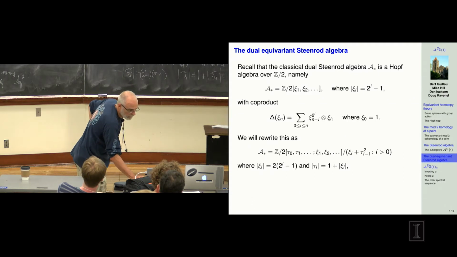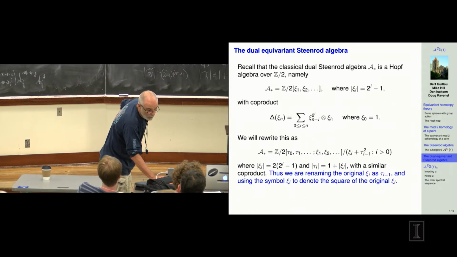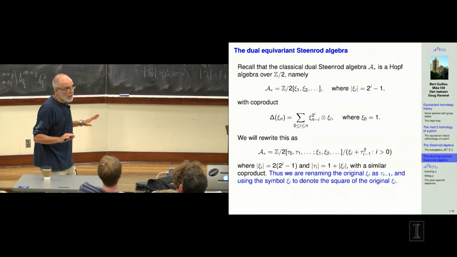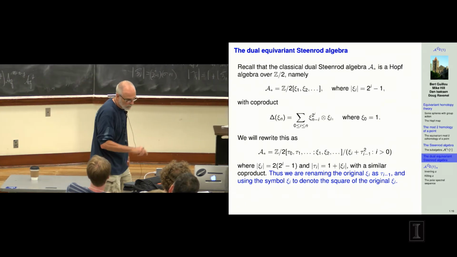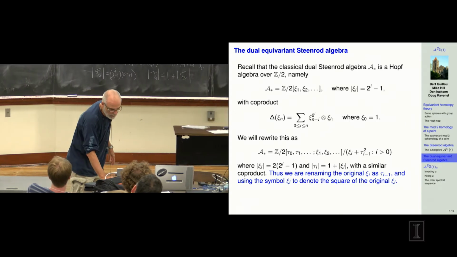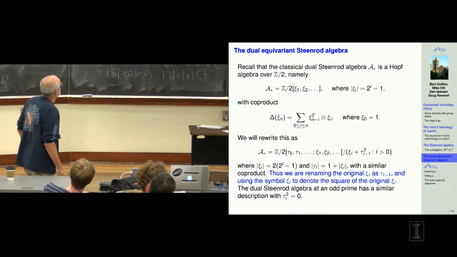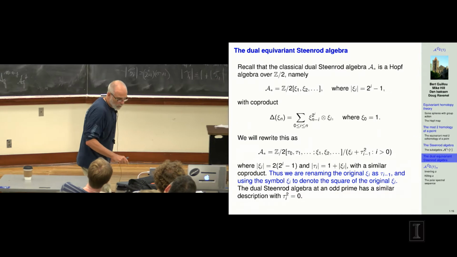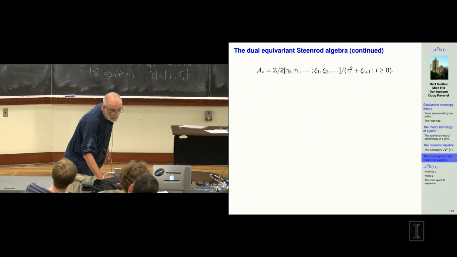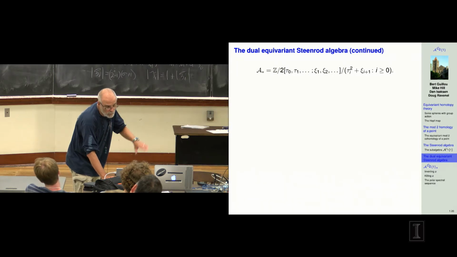I've changed the notation a little bit. Okay, so this is another way of writing the classical dual Steenrod algebra. I haven't done anything equivariant yet. And there's a similar description at odd primes with the understanding that tau i squared is 0 at odd primes. Okay, so this is the classical Steenrod algebra with this new notation.